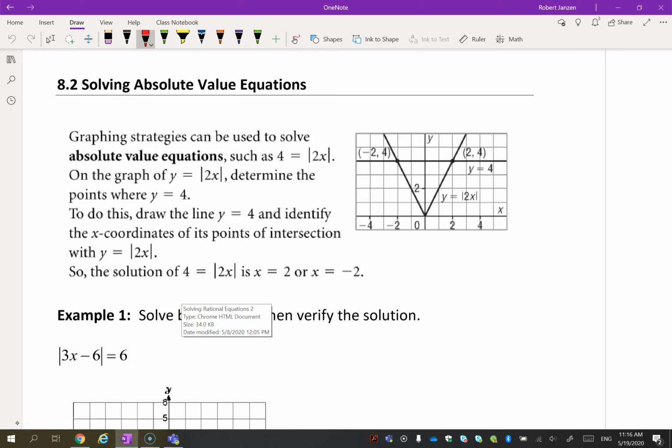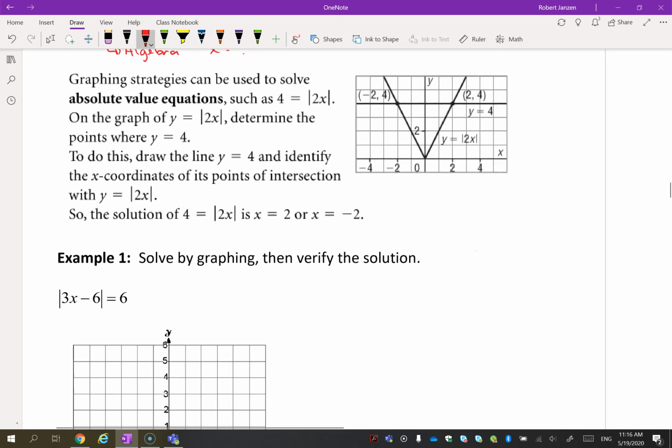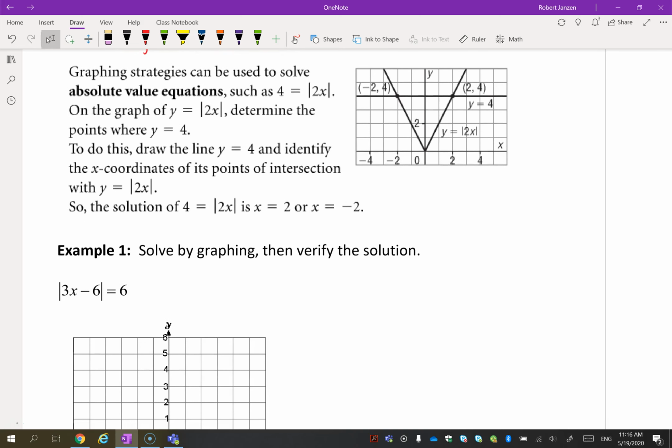Second lesson in the last unit, the idea of solving absolute value equations. So anytime you see solving, you're thinking about algebra. Solving means you're going to end up with something like x equals an answer. Okay, we're going to start by solving using graphing.